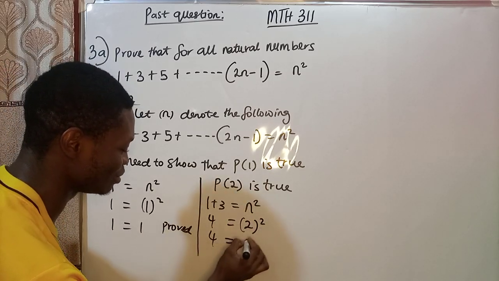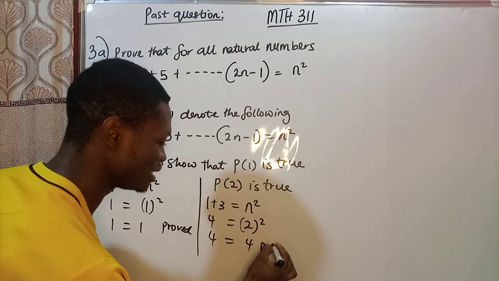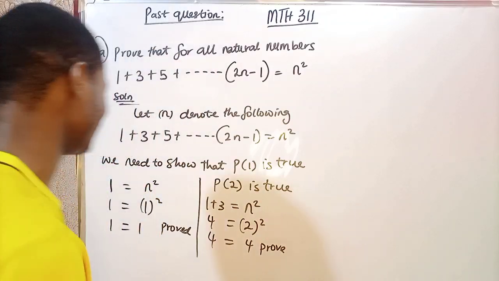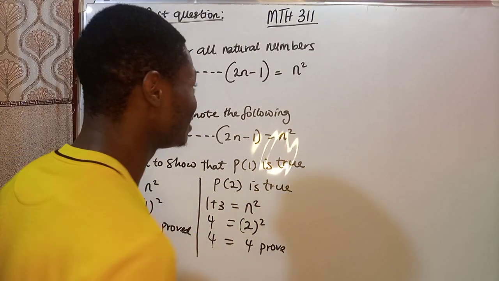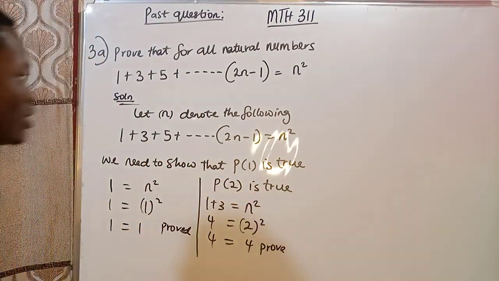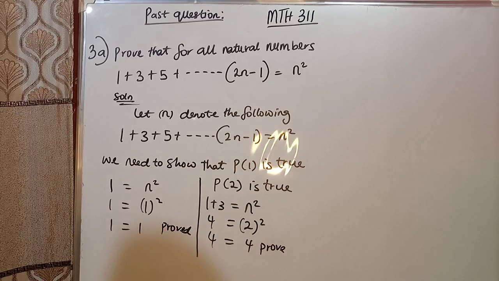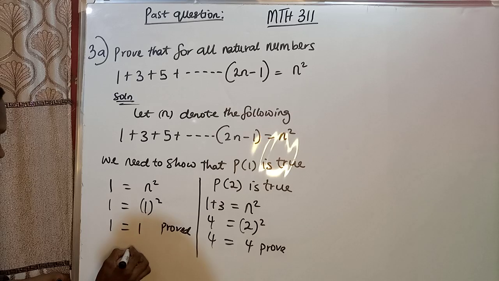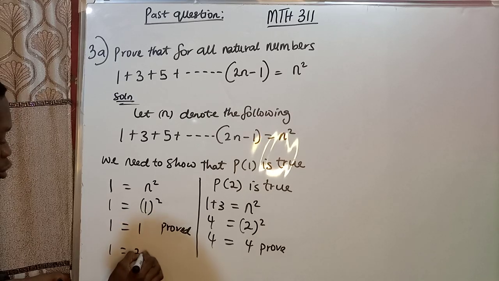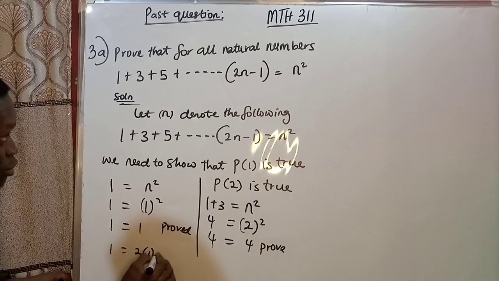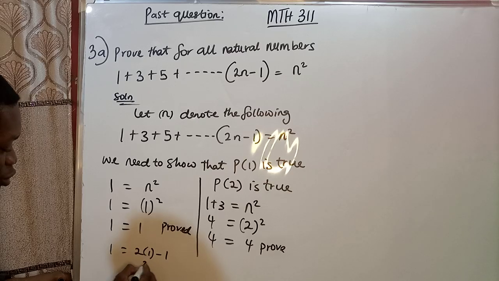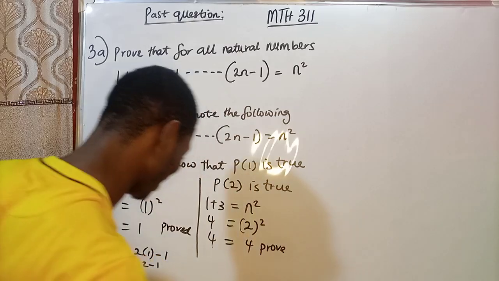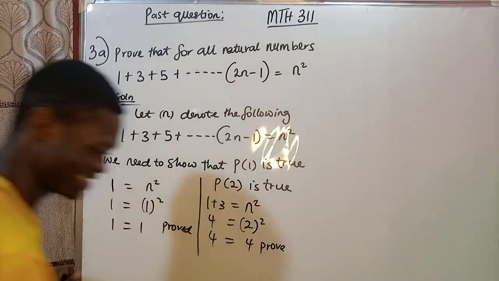So 4 is equal to 4. Proved. This math is all about what? Arguments. So don't mind me. If you say it's not all about arguments, okay, I can use this thing here. In this place, I did 1 is equal to 2 parenthesis 1 minus 1. 2 times 1 is what? 2 minus 1. Is it not giving me 1? It's all about what? Arguments.